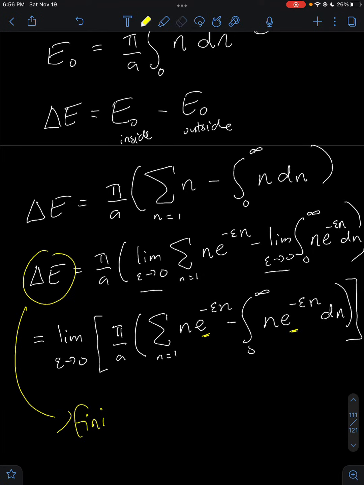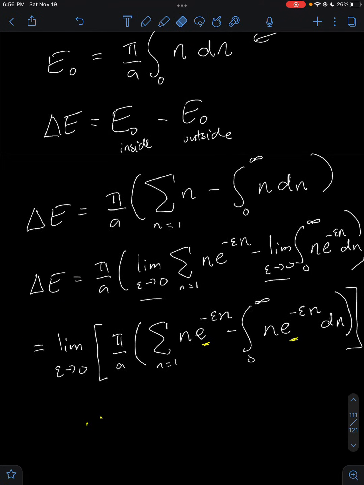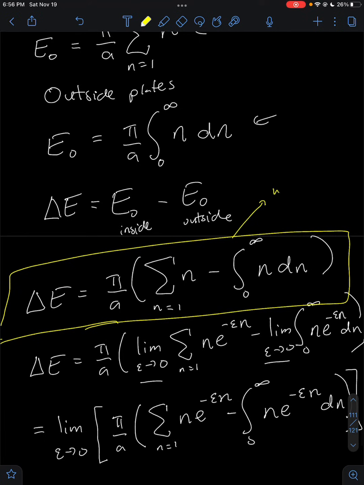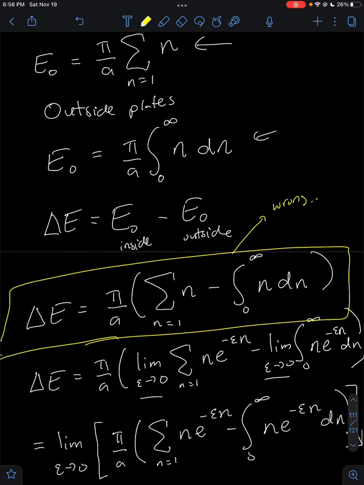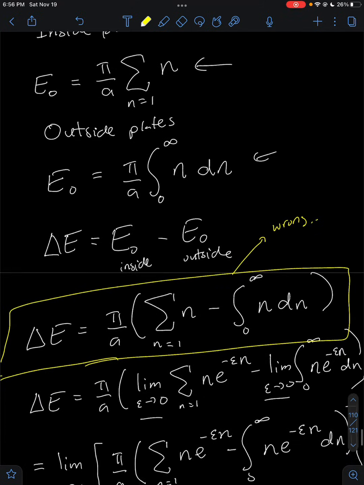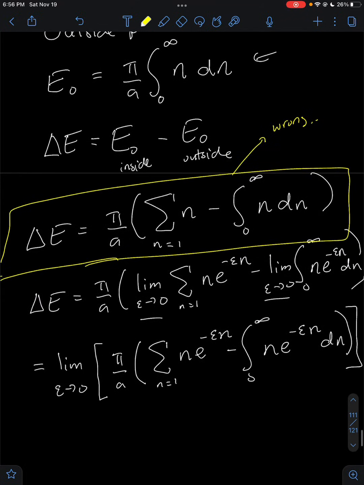And the reason is that this expression that we had right over here was technically speaking wrong, because again, we weren't factoring in that the photon fields can escape those metallic plates. So by making this step over here, we aren't being rigorous mathematically.